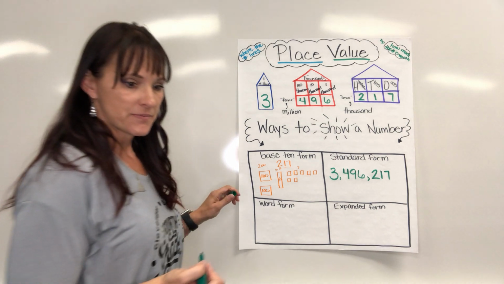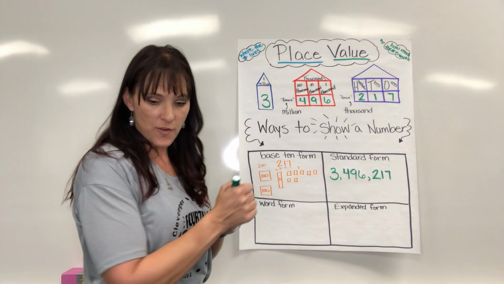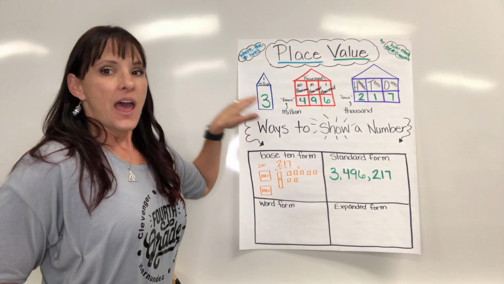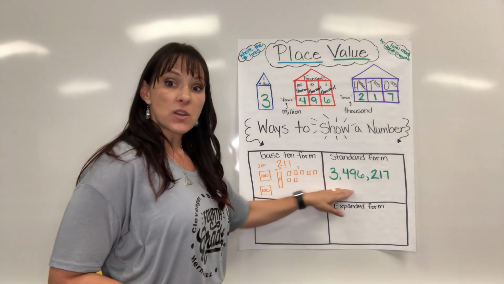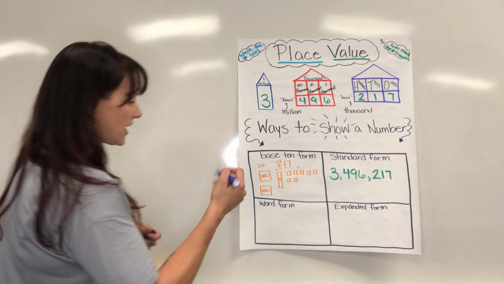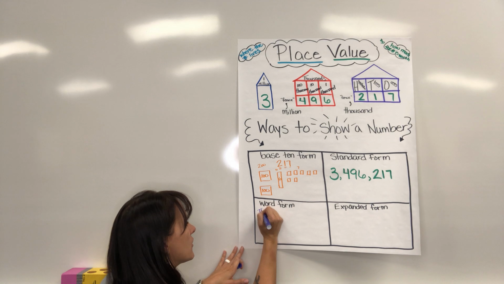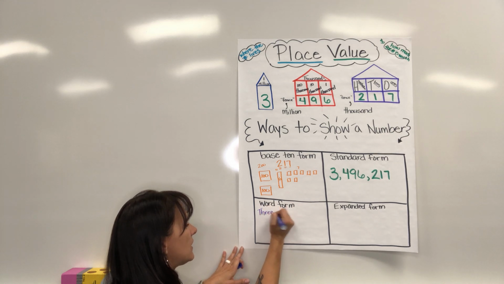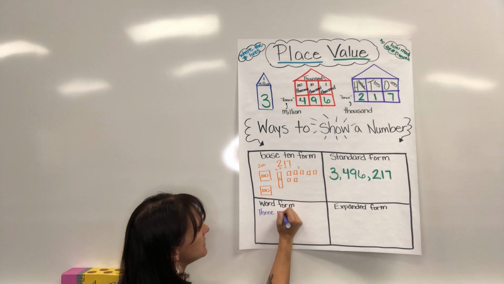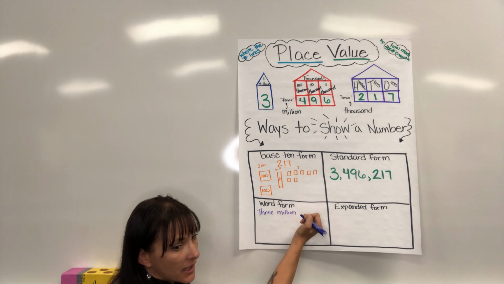3,496,217. Okay, to do that in word form. So now when I go into word form, everything I just said when I was writing this number, I'm now going to put into words. So I'm going to write 3. I said million when I said that comma, so now I'm going to write 3 million. Okay, I'm going to put my comma.